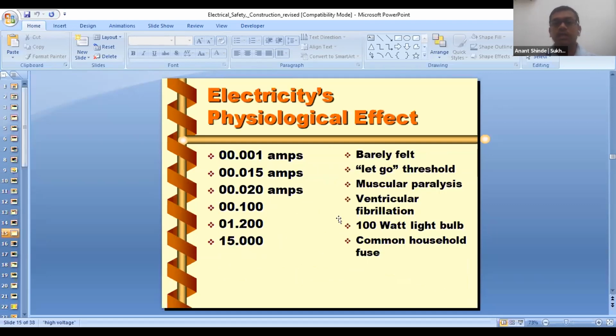Physiological effects of electricity: 0.001 ampere is barely felt. 0.015 ampere is the let-go threshold. 0.020 ampere is muscular paralysis. 0.1 ampere is ventricular fibrillation. 1.2 amperes is a 100 watt light bulb. 15 amperes is common household tools.